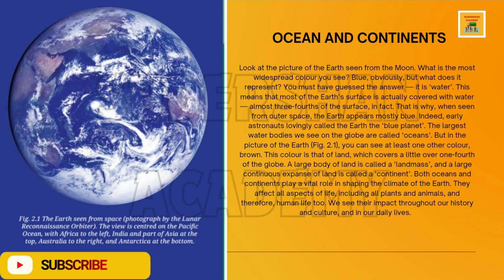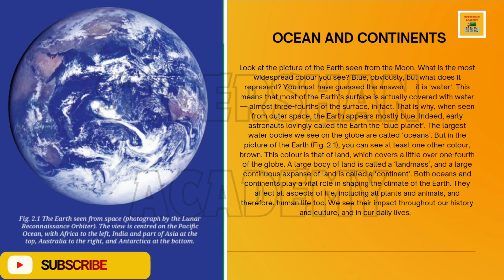But in the picture of the Earth, you can see at least one other color, brown. This color is that of land, which covers a little over 1/4 of the globe. A large body of land is called a landmass, and a large continuous expanse of land is called a continent.